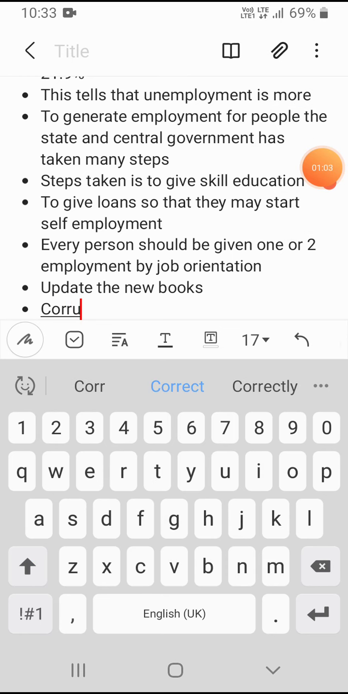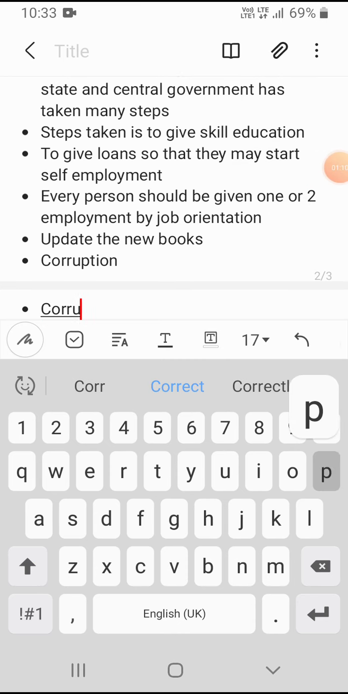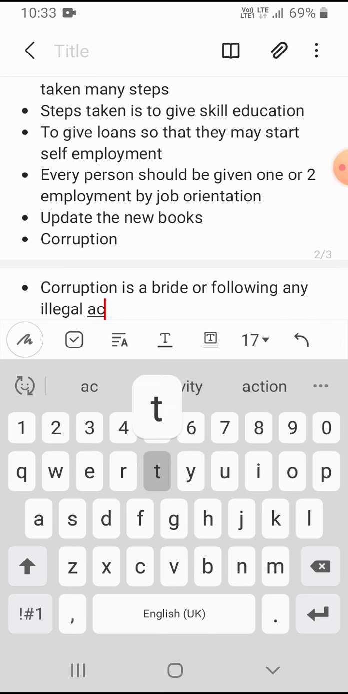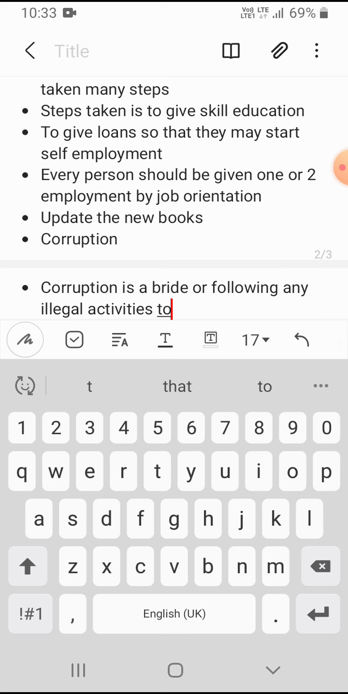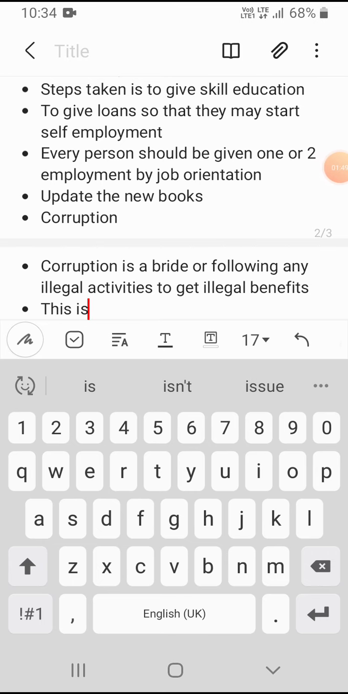After this, let's come to corruption. Next is corruption. Corruption is a bribe or following any illegal activities to get illegal benefits, means to get more benefits illegally. If they do that, it is called corruption. So they may ask one mark, what is corruption. This is also called misuse of public authority.